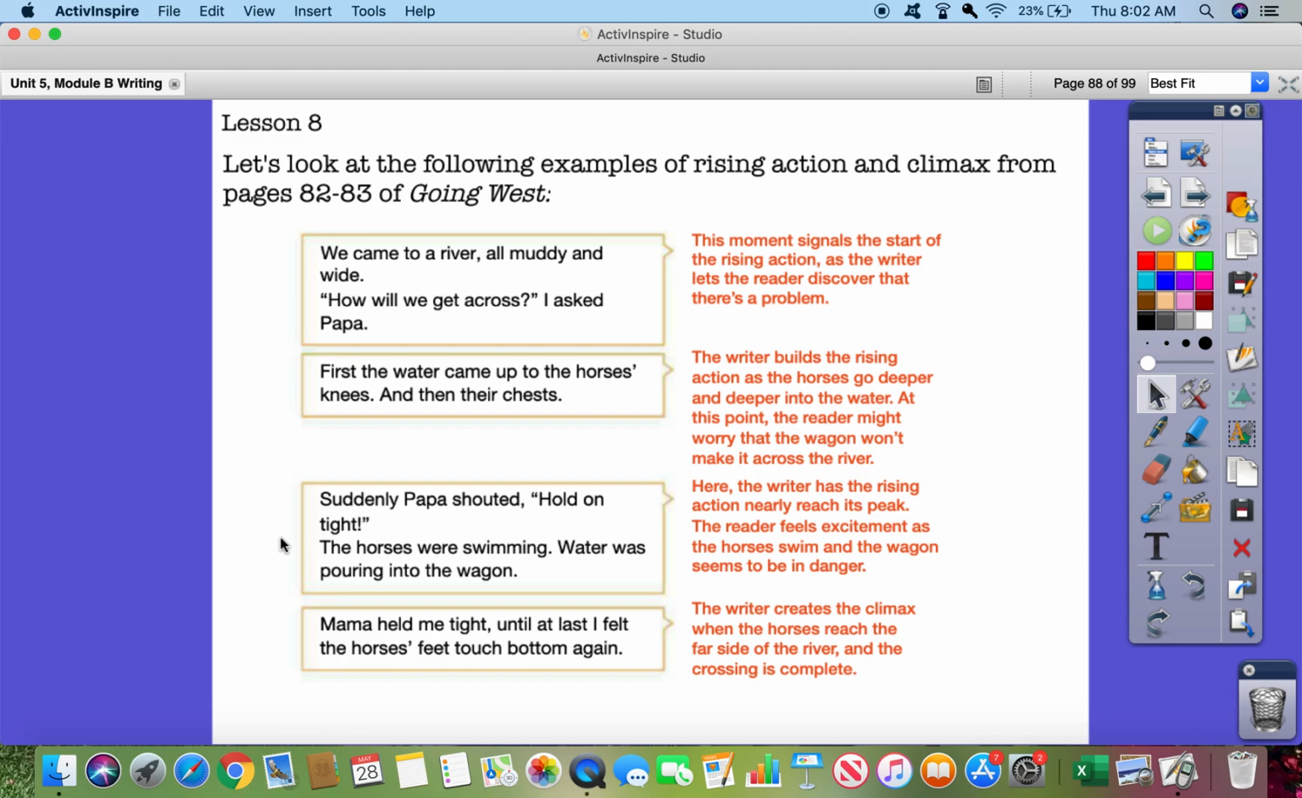"Suddenly, Papa shouted, 'Hold on tight!' The horses were swimming. Water was pouring into the wagon." Here the writer has the rising action nearly reach its peak. The reader feels excitement as the horses swim and the wagon seems to be in danger. "Mama held me tight until at last I felt the horses' feet touch bottom again." The writer creates the climax when the horses reach the far side of the river and the crossing is complete.